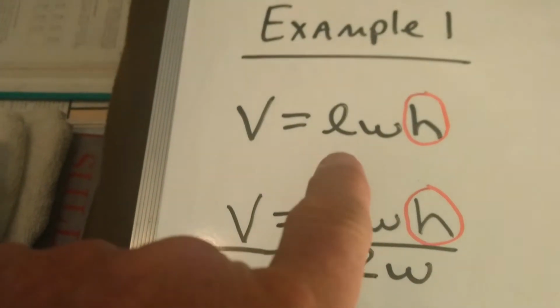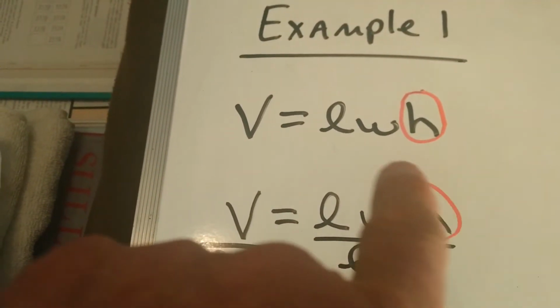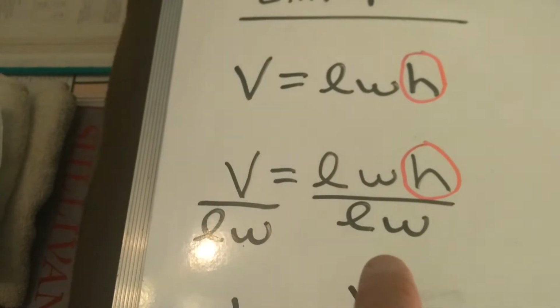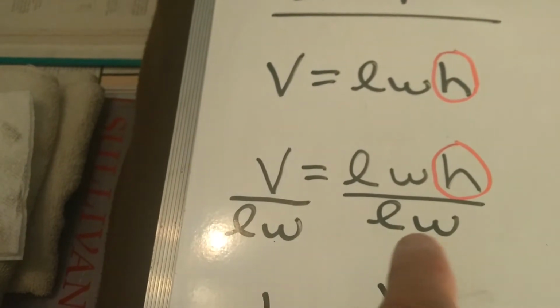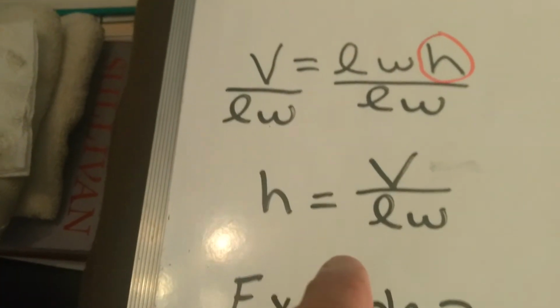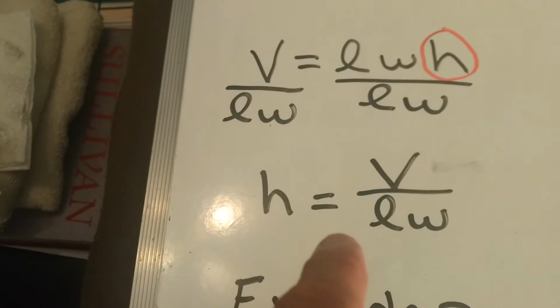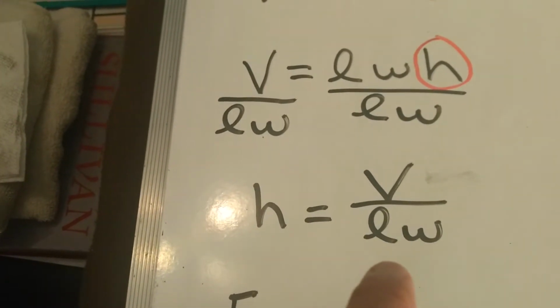If I look at what L and W are doing to the H, they're multiplying. So I'm going to divide by LW on both sides. Remember, golden rule of algebra: got to do what I do to one side, got to do to the other. And thus I've solved the problem. H equals V over LW.